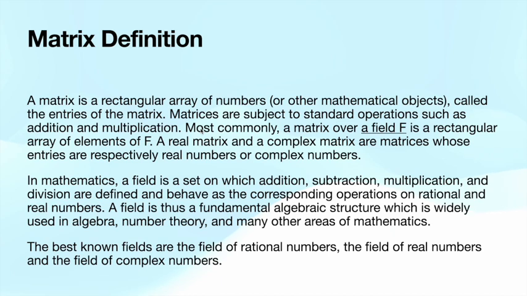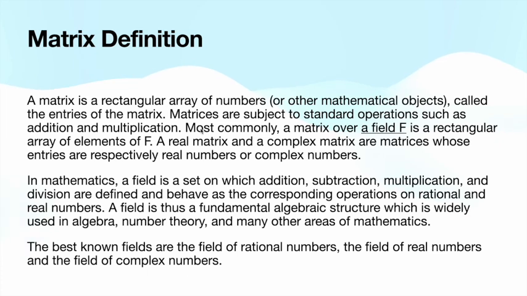Matrices are subject to standard operations such as addition and multiplication. Most commonly, a matrix over a field F is a rectangular array of elements of F. A real matrix and a complex matrix are matrices whose entries are respectively real numbers or complex numbers. This is a very simple definition.